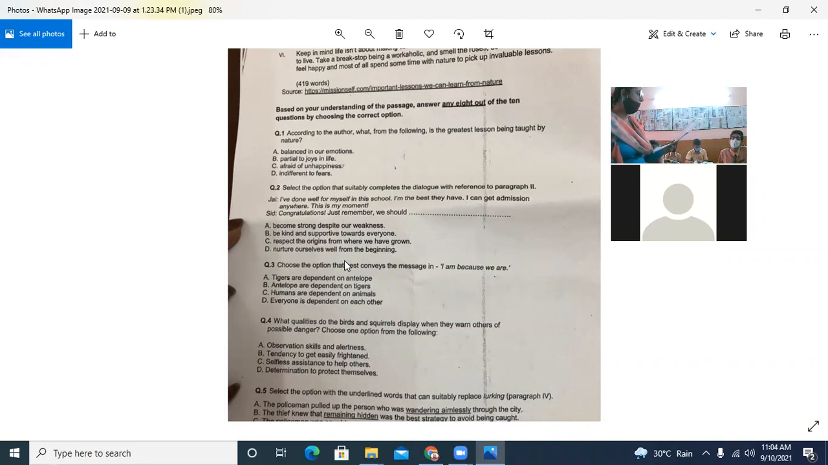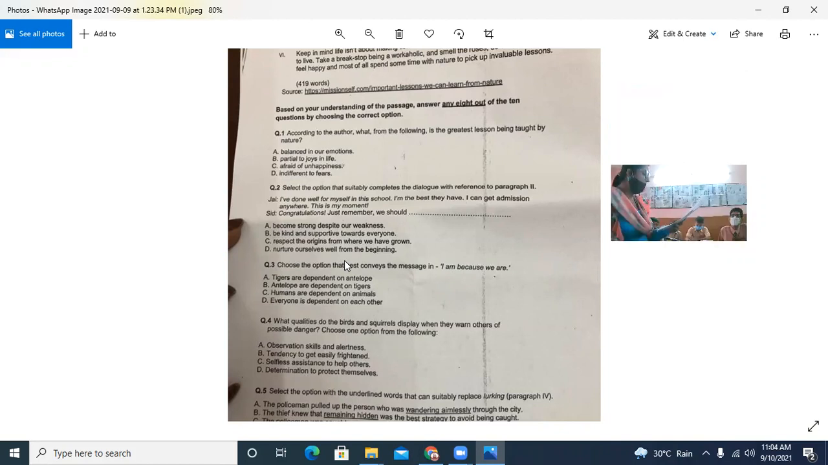Second option. To be kind and supportive. Ma'am, third option. Third option is the right. Very good. Okay, third is the right, not the second. Respect the origins from where we have grown. In context to the dialogue, this is the right one. So, I'm unmuting you. Next one.